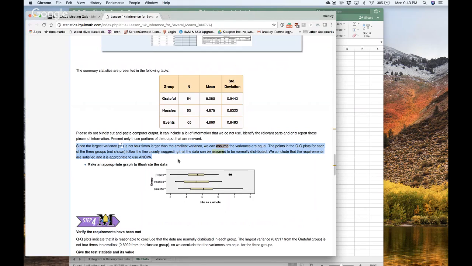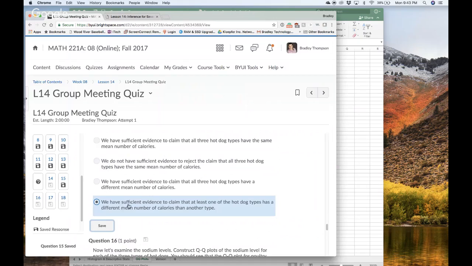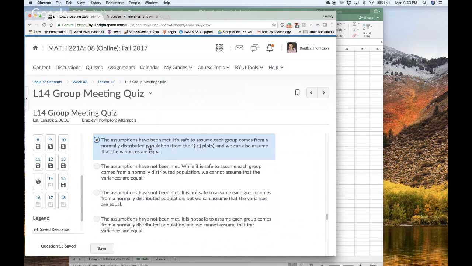And so what were you saying, that they're not equal? The only thing that throws me off is, if we're answering this question saying that we have sufficient evidence to claim that one of the types is different, doesn't that mean that, well, but the assumption has been met. That's the only thing that's confusing me.